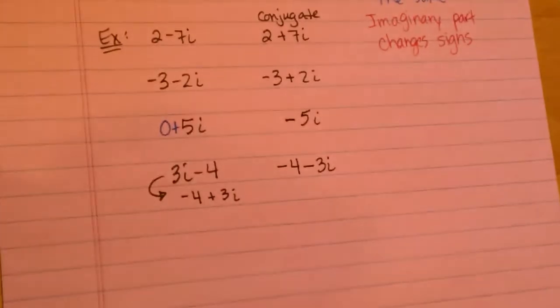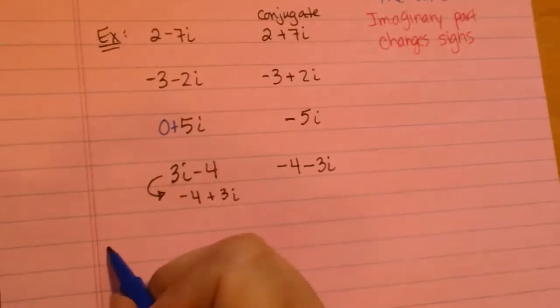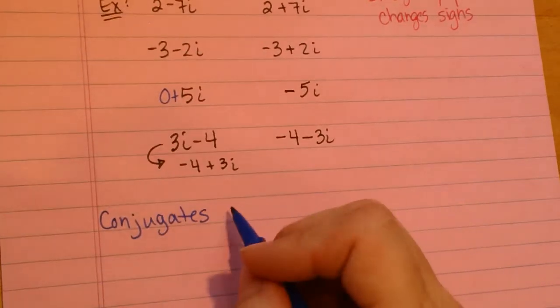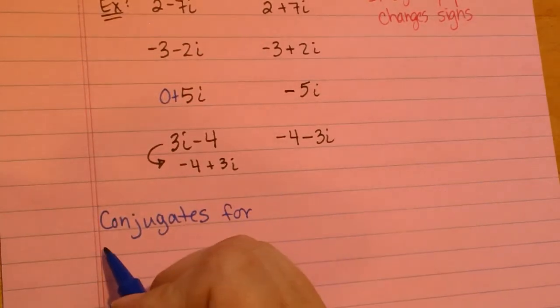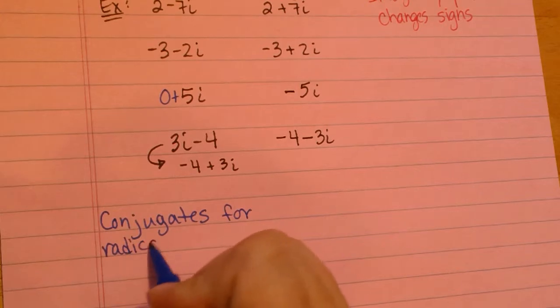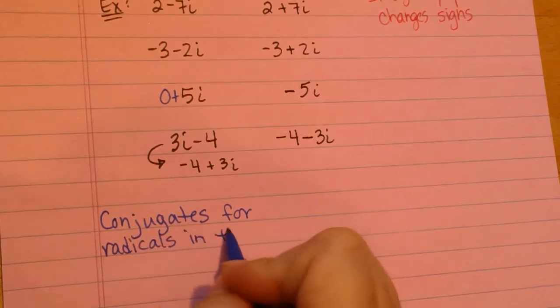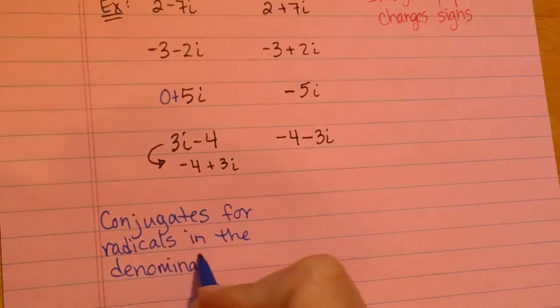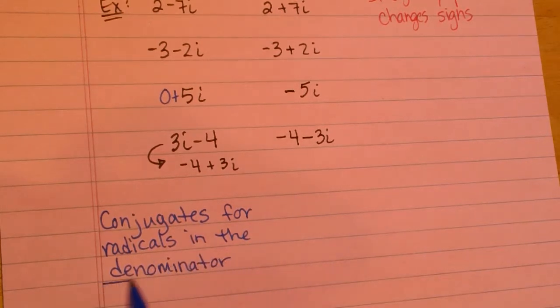We also have conjugates for radicals. And the main reason we need conjugates for radicals is for doing something that we call rationalizing the denominator. So we're just going to really work with conjugates for radicals in the denominator. And we'll be using this to rationalize the denominator another day coming up very, very soon.